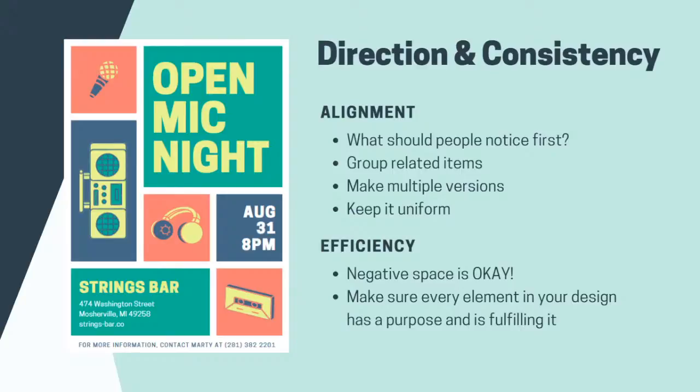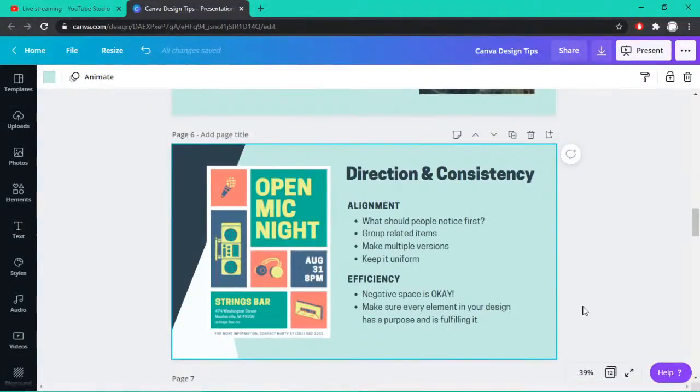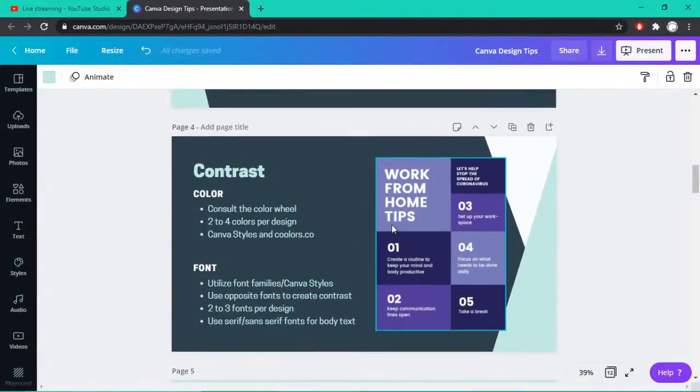So now we're going to go on to efficiency. This one doesn't really need its own slide because it's very straightforward. Be efficient. Every element on your design has a purpose. Is it doing its job? And don't be afraid of negative space. This design is not a great example of utilizing negative space or being unafraid of it. Negative space is the parts of the design that have nothing in them. Nothing at all. And I think a better version of that is up here in this work from home design.